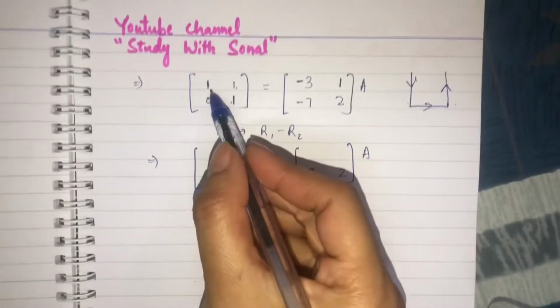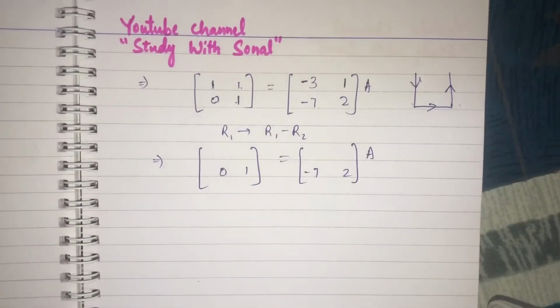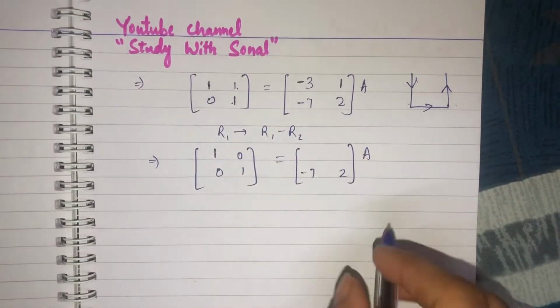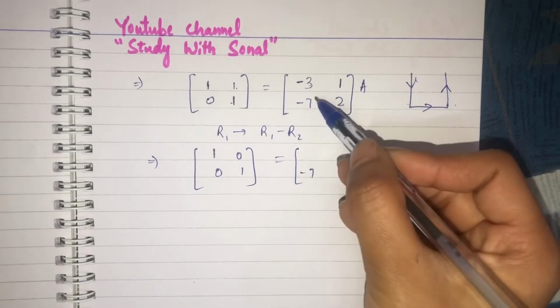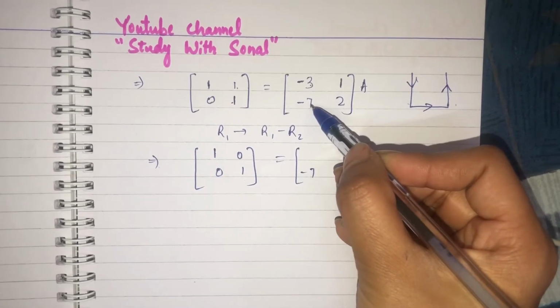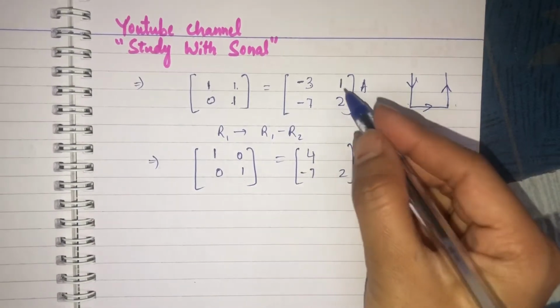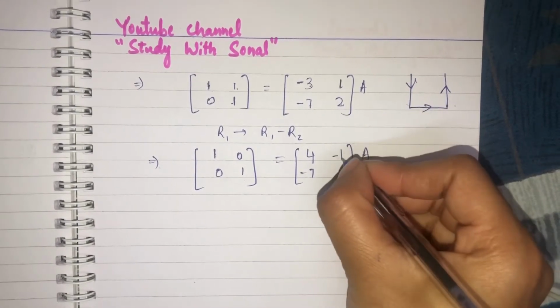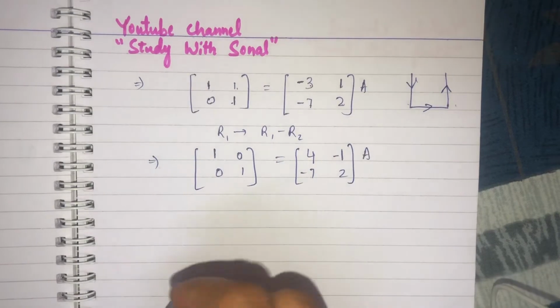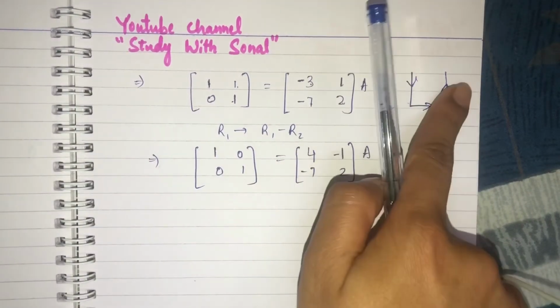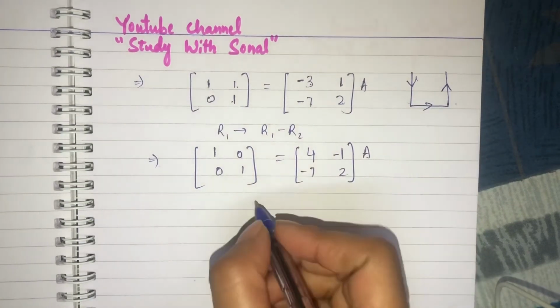Now R1 minus R2: 1 minus 0 is 1, 1 minus 1 is 0, correct. Now here minus 3 minus of minus 7, which is plus 7, so it comes to 4. 1 minus 2 will give you minus 1. And here we have done it: we had to make the identity matrix. With this pattern we have made this.